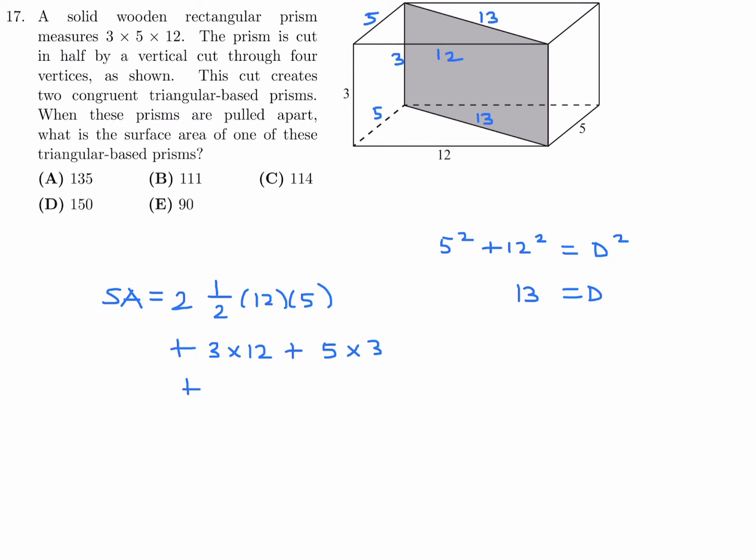And then the last part is this shaded side, and that is what? It's a 3 by 13 rectangle. All right, so 12 times 5 is 60 plus 36 plus 15 plus 39. When you add up those numbers, you get 150. Number 17, the answer is D.